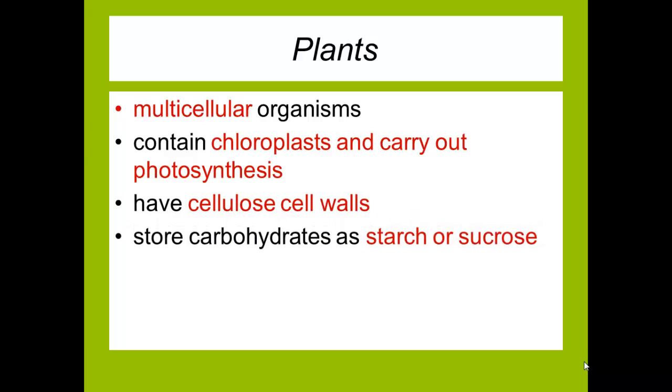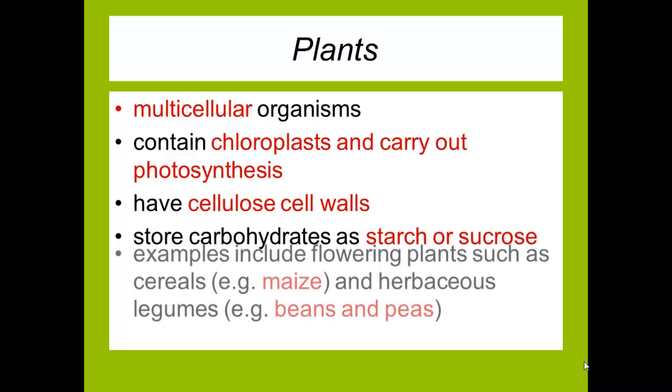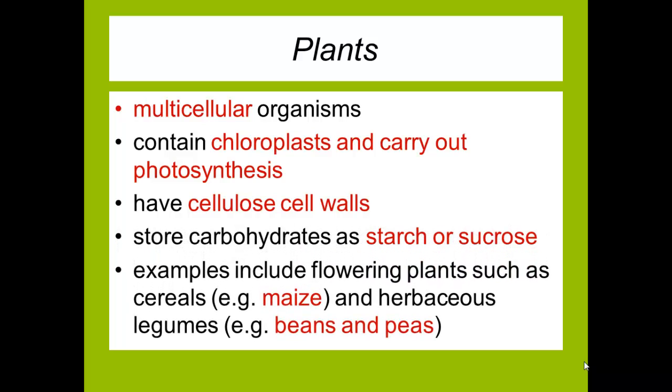They store carbohydrates as starch or sucrose, much more commonly starch, but sucrose also. Starch, well, if you eat a potato, you're eating a lot of starch. Sucrose, they don't really store carbohydrates as sucrose very often, but some do. For example, sugarcane. And examples of flowering plants. Now, these are all learning outcomes from your board, so you need to know some examples, such as maize and beans and peas.